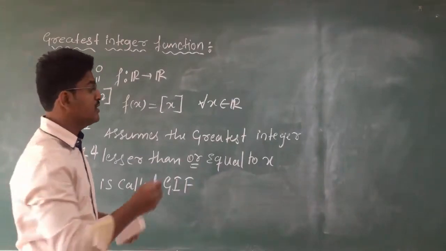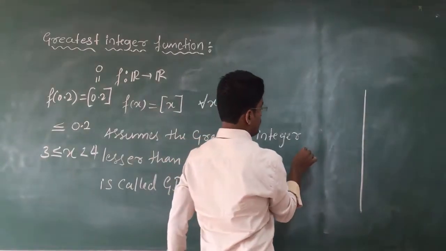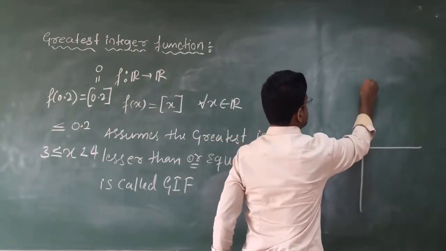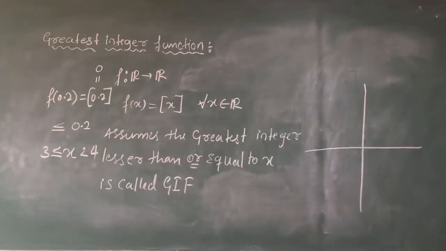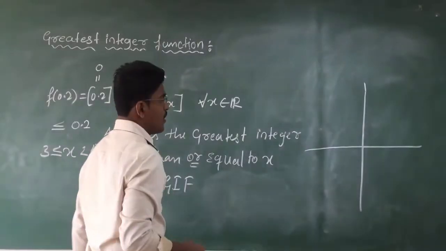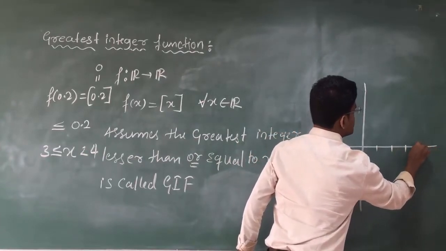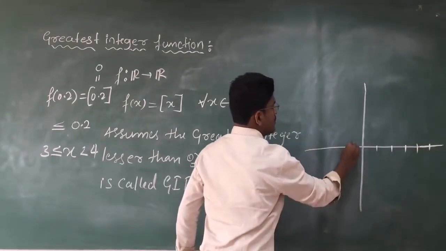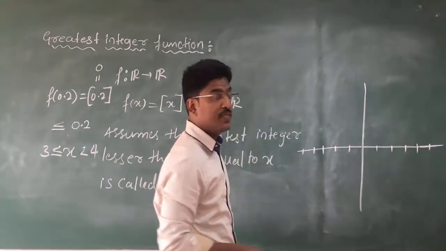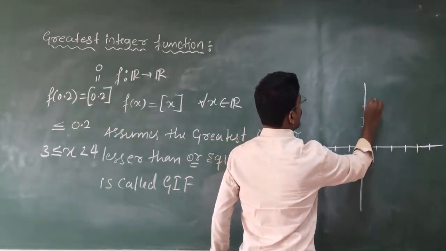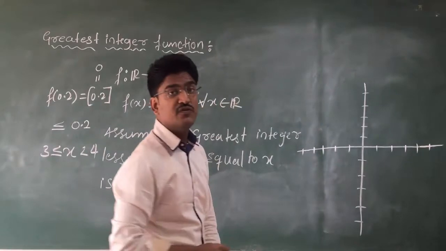See the graph. This is the y-axis, this is the x-axis. Clear? Y-axis and x-axis. I will take simple examples: 1, 2, 3, 4, 5, and -1, -2, -3, -4, and this is -5.